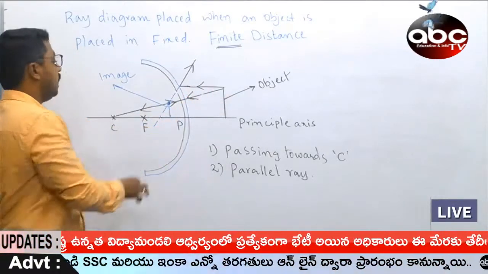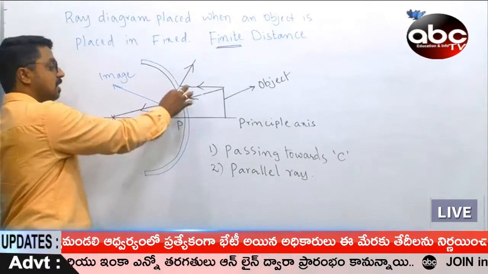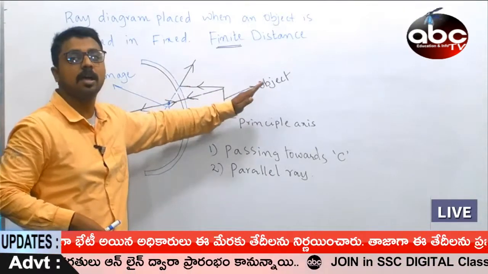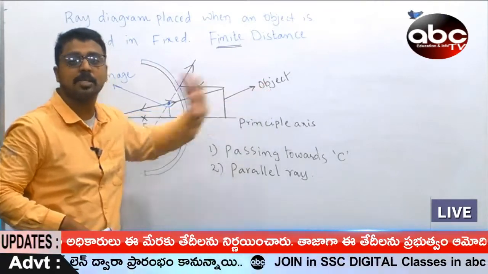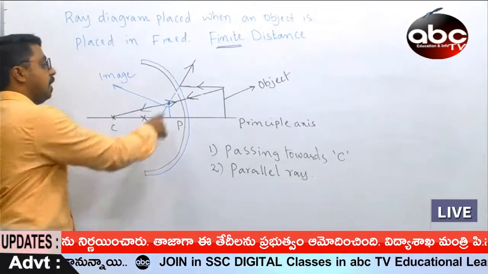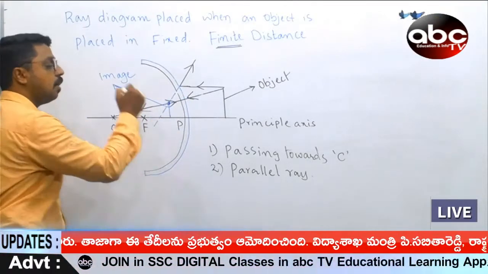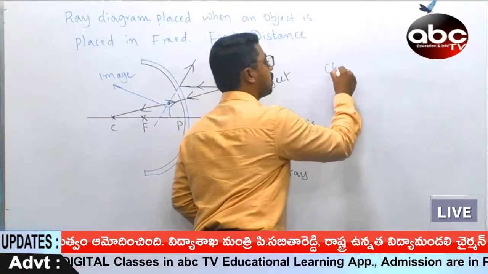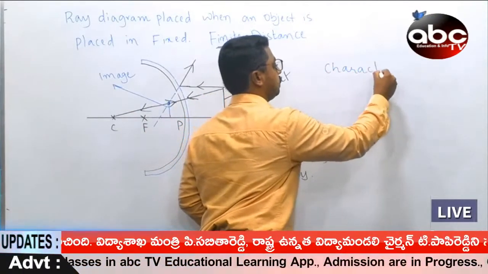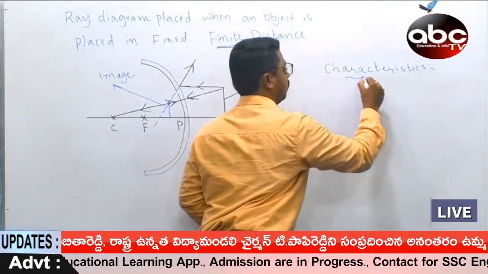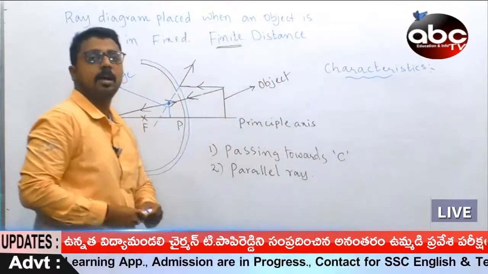Here we are able to extend these rays, as we cannot follow the intersection of the reflected rays on the active side. So we extend them behind the mirror, and we are able to obtain an image. Therefore, let us try for the characteristics.